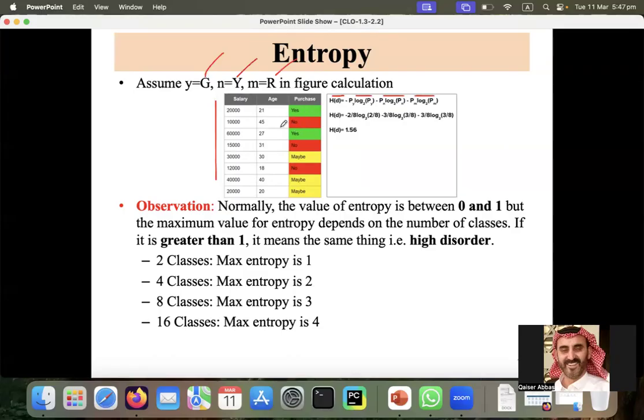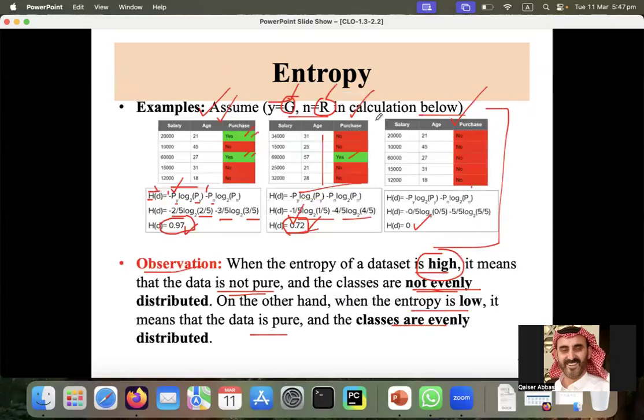2 divided by the total number. The total number is 8, so 2 divided by 8, you are seeing here. And here 3 divided by 8. Similarly, for this one, you are getting this value. Here I am getting a value not between 0 and 1. It is something like 1.56.